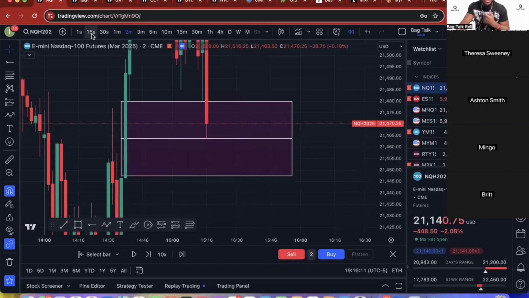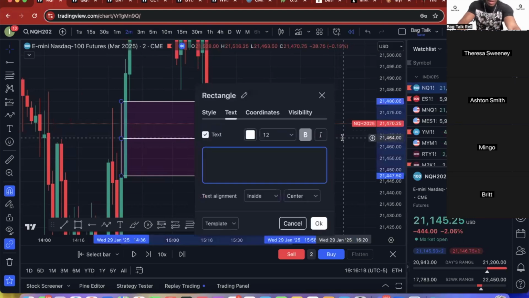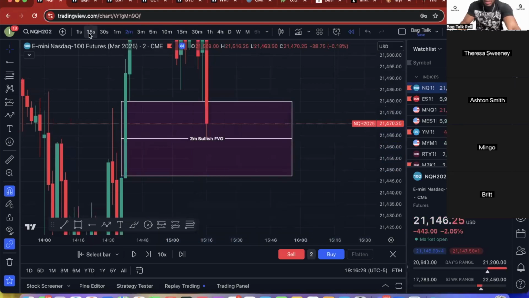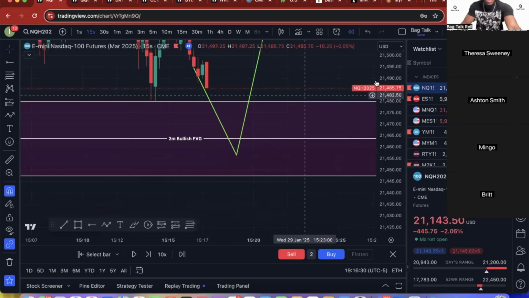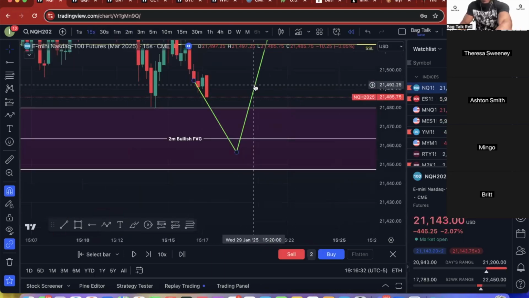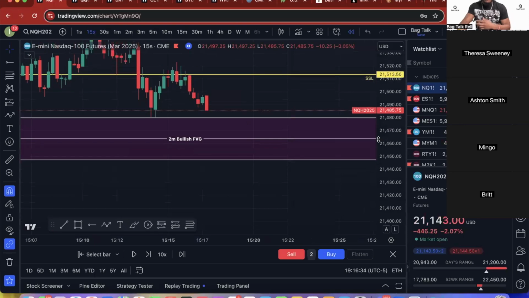So when I go to the 15-second chart, that's the time frame we tend to confirm a 2-minute fair value gap with. But I'm gonna go ahead and write this so y'all remember. 2-minute bullish fair value gap. Just so y'all remember where we're getting it from. And now you're gonna realize that's why I'm going down to the 15-second, because I'm gonna see if the 15-second could show me a change in order flow.